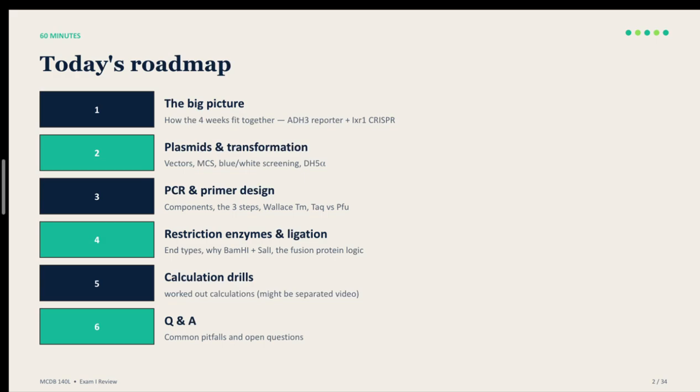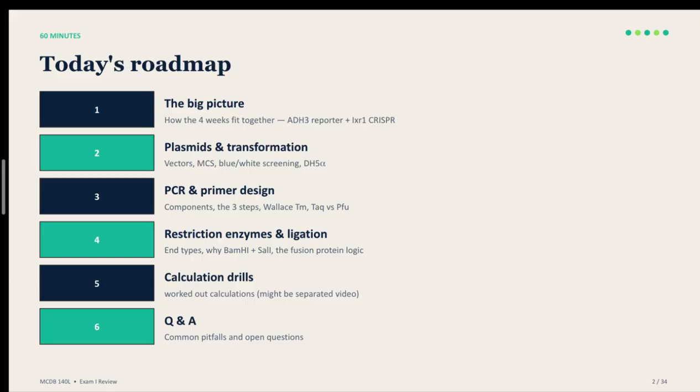We're going to start by just looking at the big picture. Generally speaking, I think Dr. Smith and Dr. Lowe really love to test on what is overall going on. I think in molecular biology, it's really easy to get tied up in the nitty gritty, but it's also very important to have a 10,000-foot view, right?